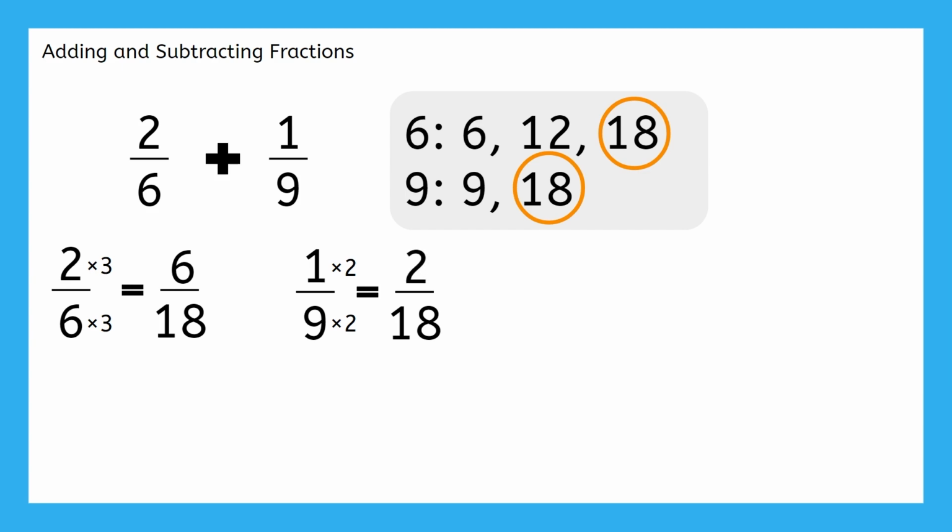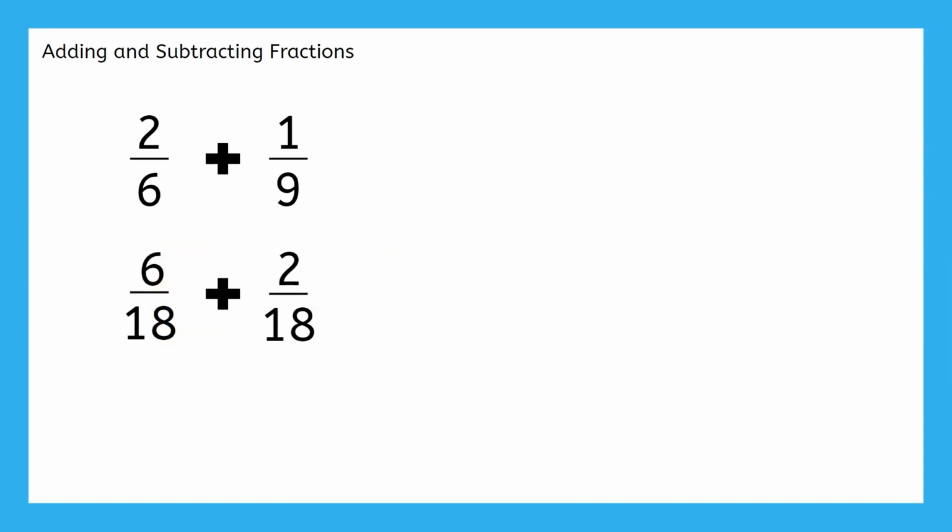Now that our fractions have common denominators, we can add them together. 6/18 plus 2/18 equals 8/18. But we aren't done yet. Notice how the numerator and denominator are both even numbers? This is generally a good clue that simplifying is required.